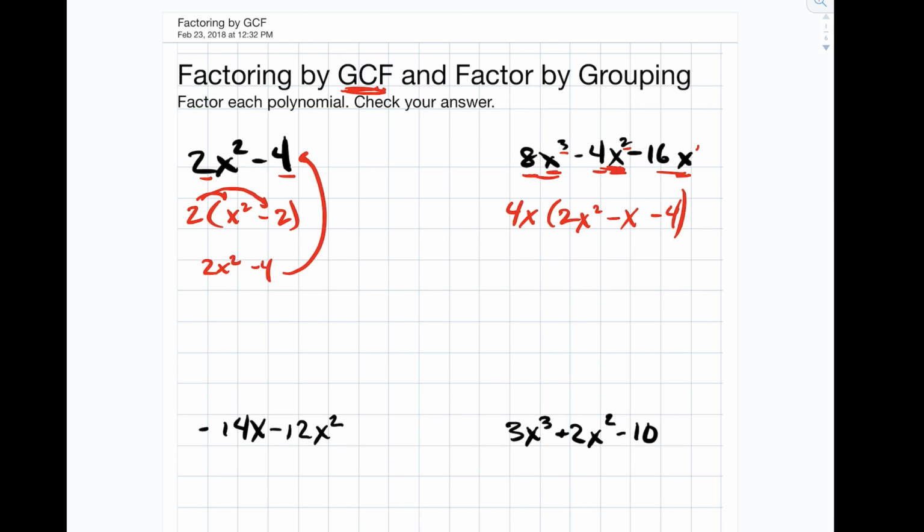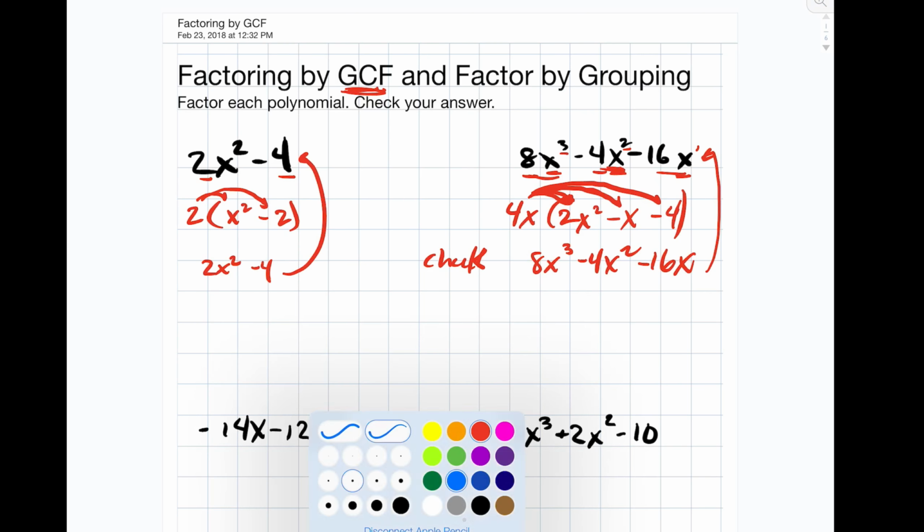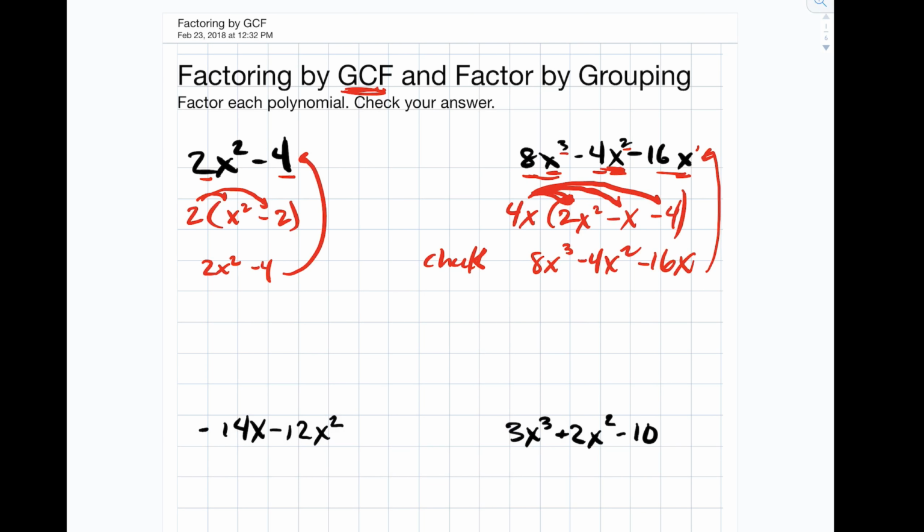There we go. And like I said, we could always check this because we could redistribute back into the parentheses just to check it, right? This is the check. So we have 4x times 2x squared right here. And that's going to make 8x to the 3rd power. And 4x times x is negative 4x squared. And then 4x times negative 4 is negative 16x. And again, that's what we originally started with.